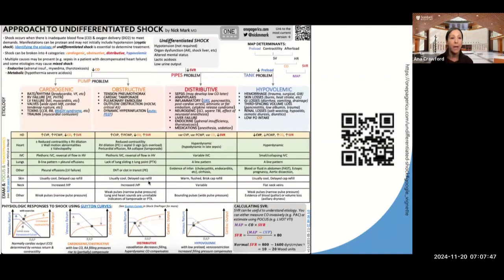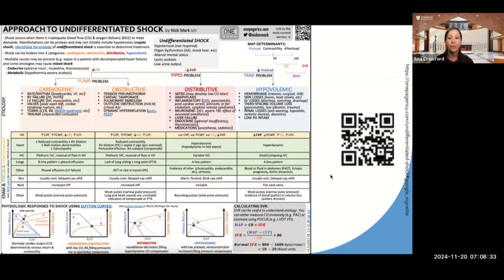Shock can be described in 4 categories: cardiogenic, obstructive, distributive, and hypovolemic. We will cover each of these categories in separate sessions. We will refer back often to this one-pager called the Approach to Undifferentiated Shock. This one-pager is available for download on the Learning Resource Center, or you can scan the QR code here to access it directly. It's important to remember that many patients have multifactorial shock. For example, a patient may have distributive shock from sepsis, but also has a cardiogenic form of shock as well. So it's very important to recognize and treat both simultaneously.